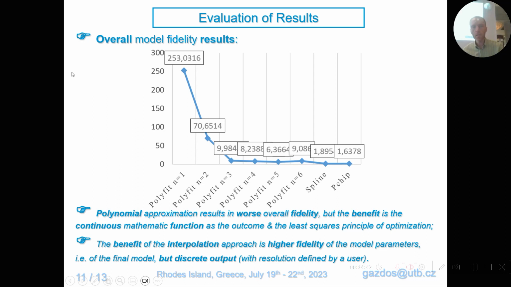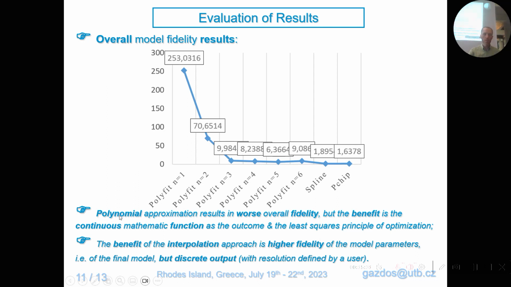If we look at the whole results of the approximations we used and compare them together, we can see the polynomial approximation from the first to the fifth and sixth order. Among these, the fifth order polynomial gave the best results, but even better results compared to polynomial approximation were achieved by the interpolation-based spline and pchip functions, and the last one had the best results.